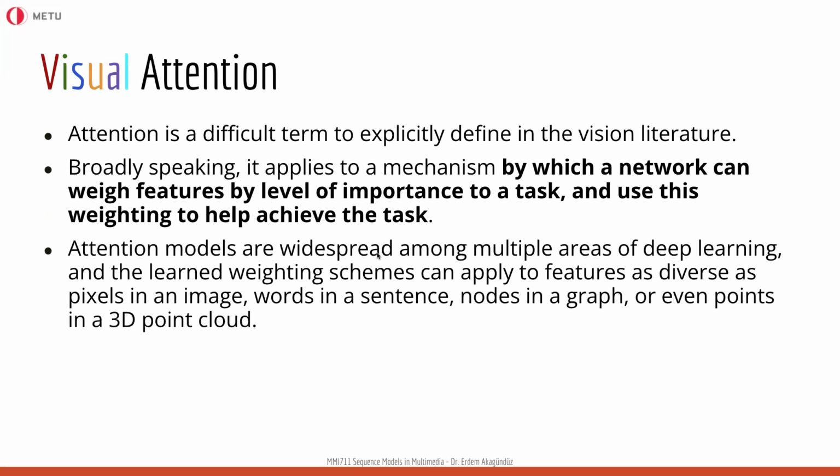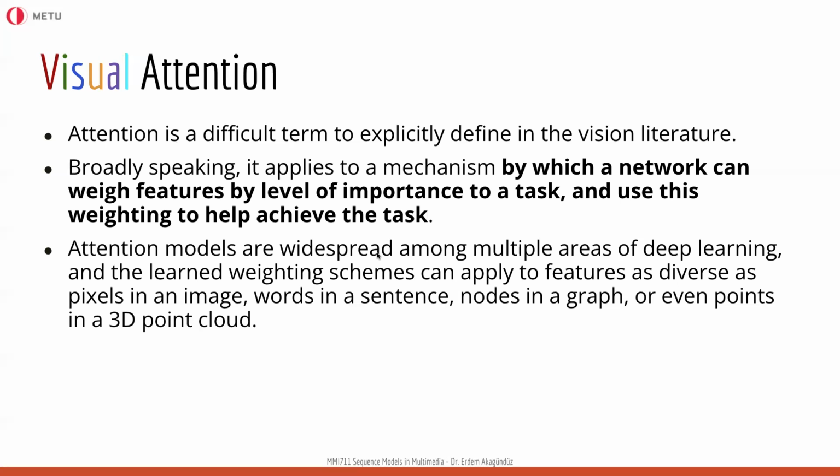Just like we discussed previously, attention is a difficult term to explicitly define in vision literature, because in vision, we don't necessarily talk about sequences. We first have to understand what is meant by a sequence when it comes to attention. Broadly speaking, it applies to a mechanism by which a network can weight features by their level of importance to a task and use this weighting to help achieve the task.